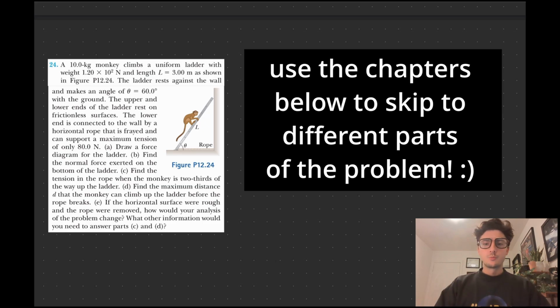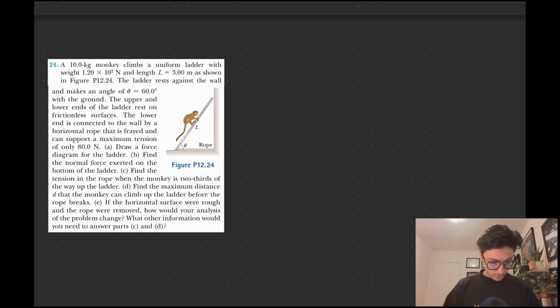You guys ever encountered this problem out in the wild? You see a monkey chilling on a ladder, and the ladder is held between two frictionless surfaces, the floor and the wall. And at the bottom, a rope is holding the bottom edge of the ladder, but the rope is frayed, so it's about to break after being exerted with more than 80 newtons of force. And you've asked yourself, can I analyze this scenario using classical mechanics that I've learned in class?